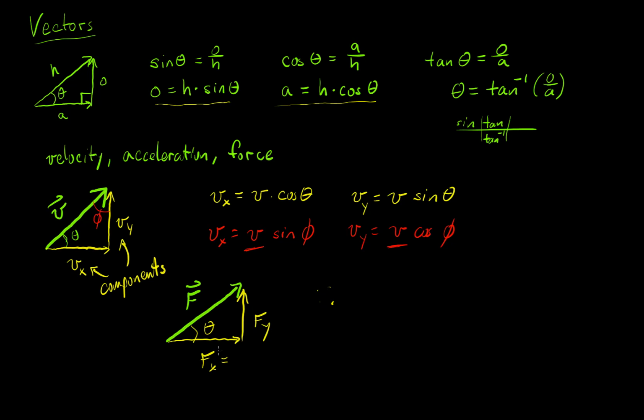So this would be the force, the overall force times cosine, because it's next to the angle. It's adjacent. And this one likewise would be force sine theta. And so that's decomposing. So we break it up into pieces. Why would we want to do that?